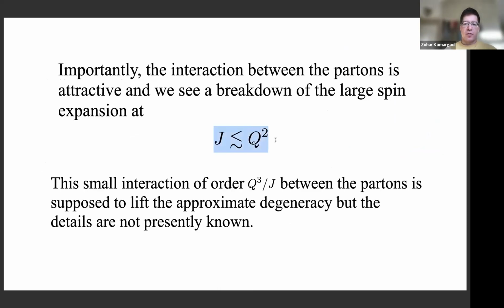So J equals Q squared is an important scale in the problem because we see this interaction between the partons might change the qualitative picture when the spin is of order Q squared. So that begins to be interesting because we have to guess the new ground state.